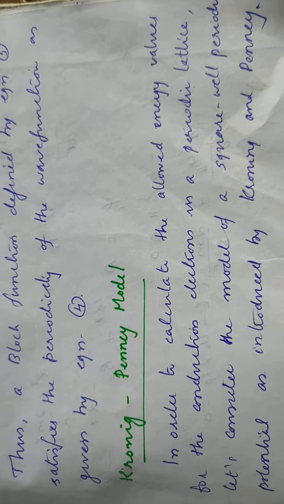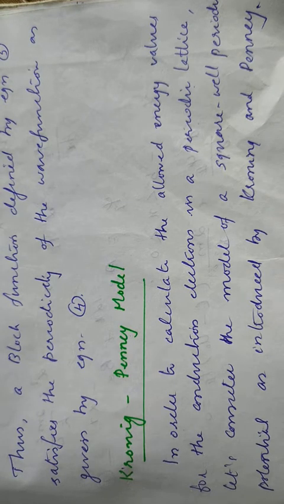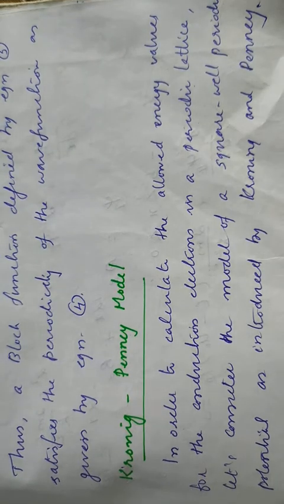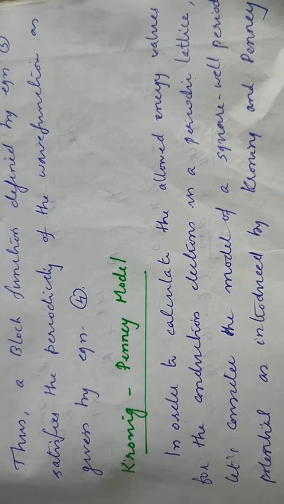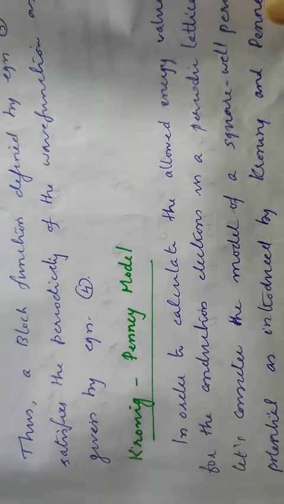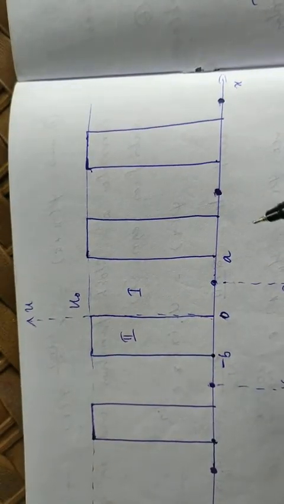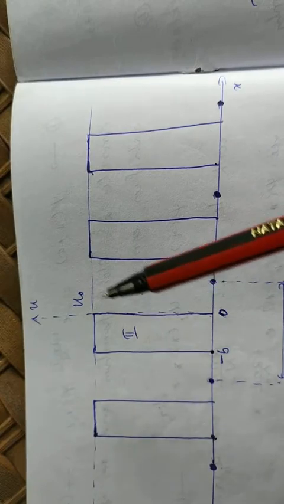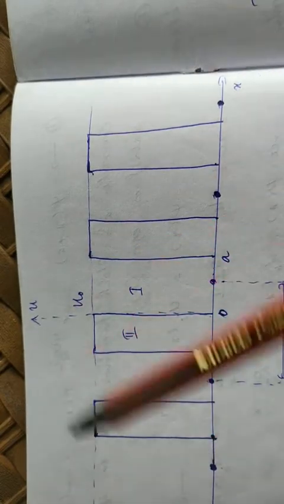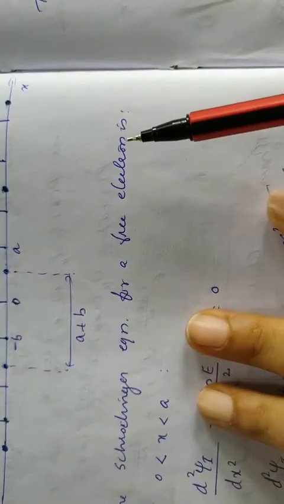This model is developed for finding the allowed energy values for conduction electrons in a periodic lattice. In this model we are treating a square well periodic potential. So the square well periodic potential is the assumption here. We can draw our periodically varying potential like this. This is the figure we just explained in the first part. So this is the periodically varying potential.